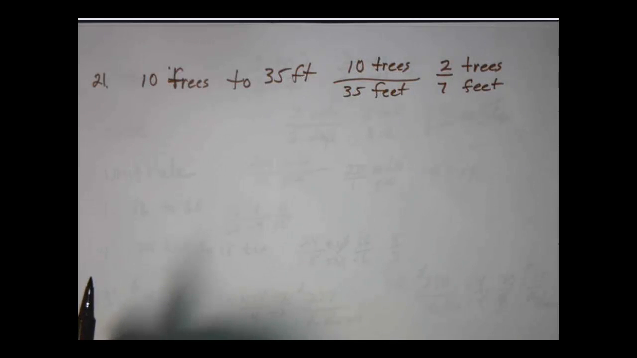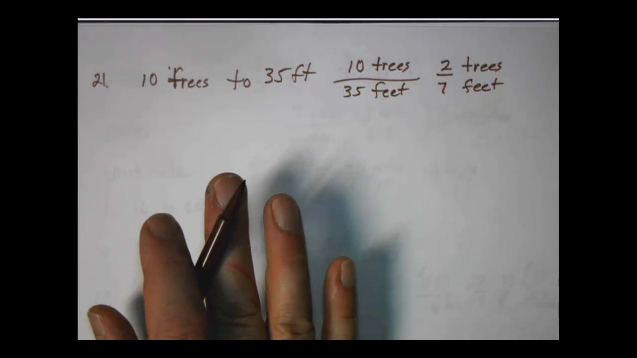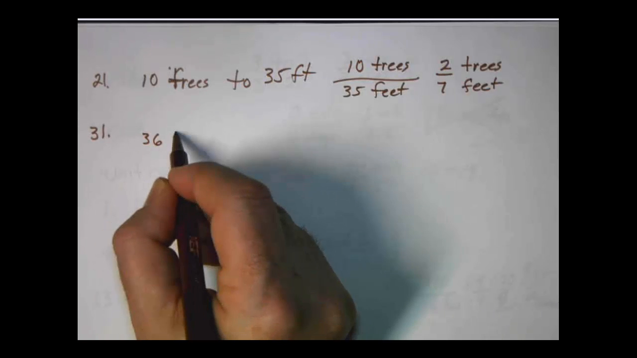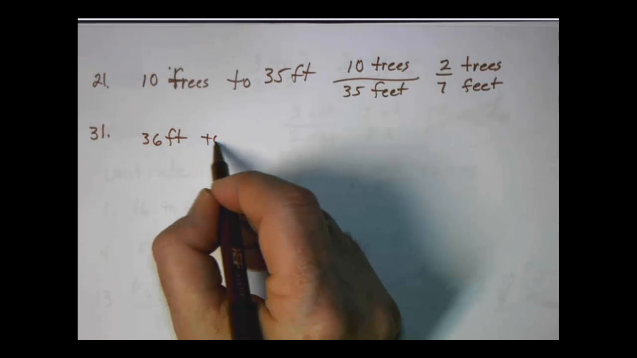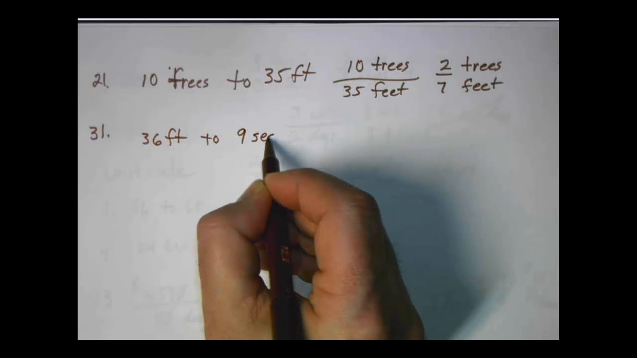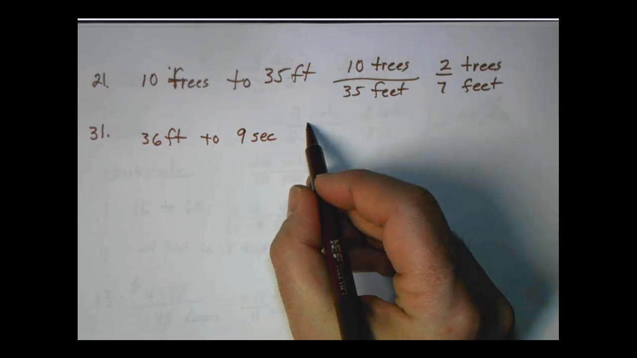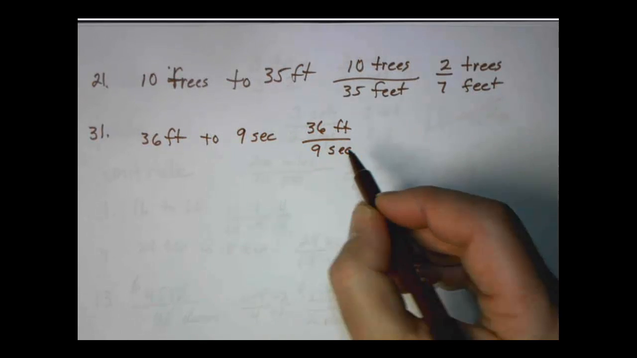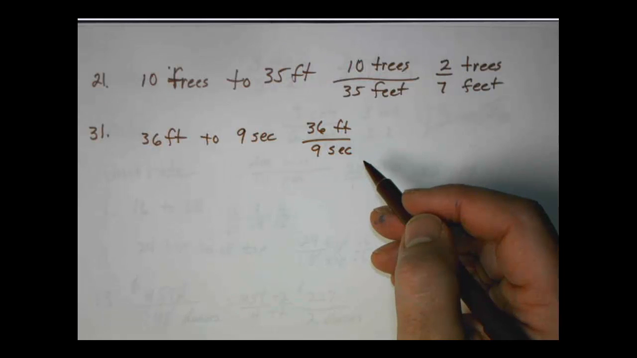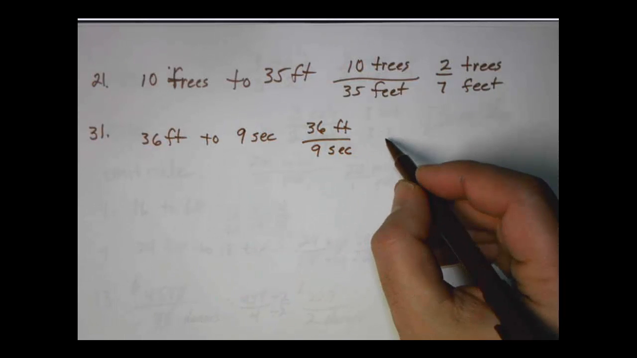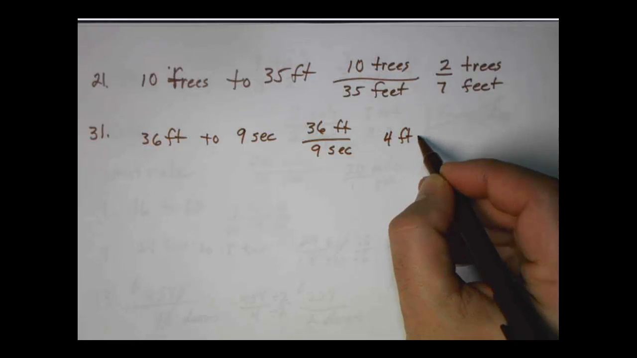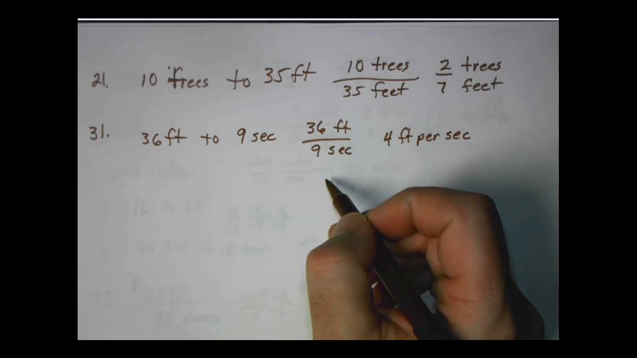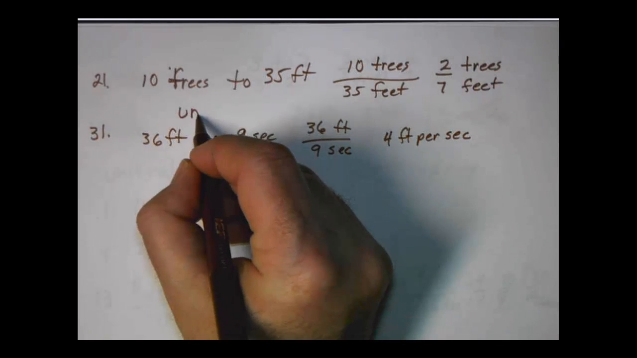What if I need to do a unit rate? Okay, unit rate, remember, I'm going to take all the way down to 1. So let's look at problem number 31. I have 36 feet to 9 seconds. Okay, so if we write it in fraction form, I have 36 feet, 9 seconds. I know 9 goes into 36 4 times, so I'm going to have 4 feet per second. And I'm basically then dividing the top by the bottom for a unit rate.